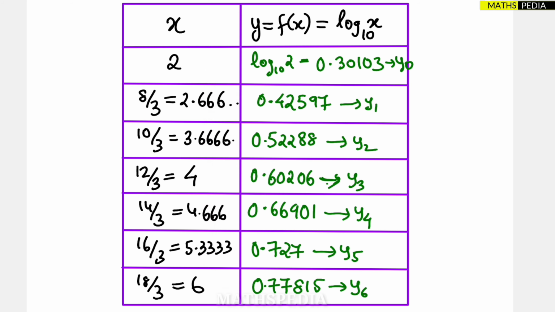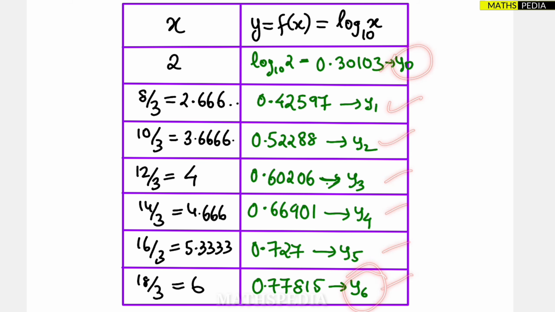Then after filling the x values, you have to find the corresponding y values also. Just substitute the x value in the y equation, which is log x base 10. So log base 10 of 2, when substituted, you will get some value, that is y0. This is very important. The first value is denoted by y0. You have seen in the question also, this value you have to consider in the formula. So y0 is the first value, then y1, y2, y3, y4, y5, y6.